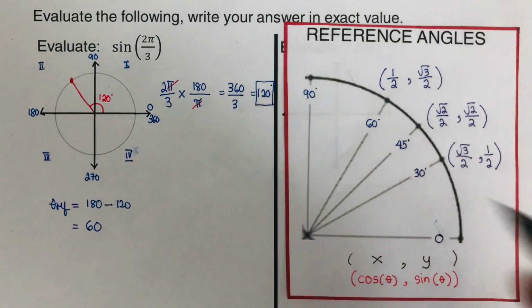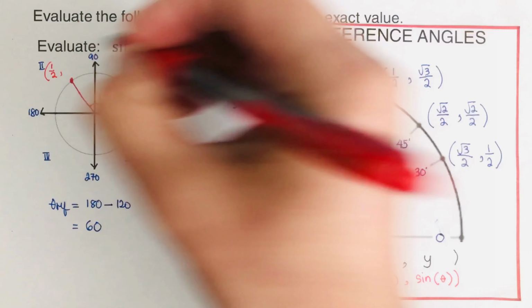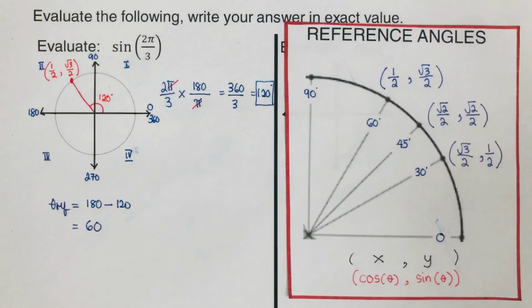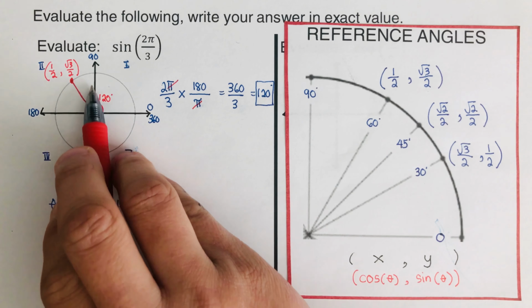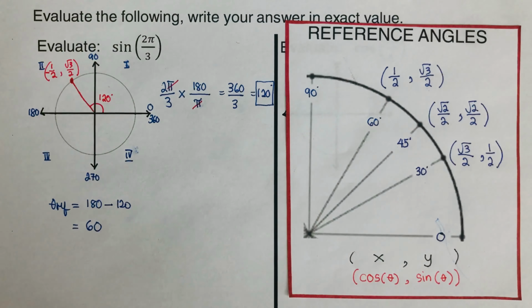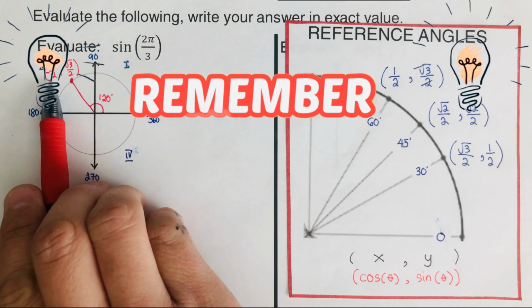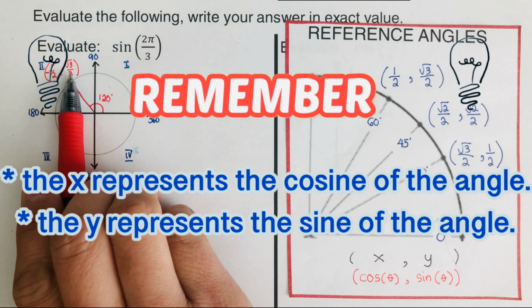So then we can go ahead and write this here as 1/2, and then that is square root of 3 over 2. And since this is on the second quadrant, the x is negative and the y is positive. So we can put a negative on the 1/2. Since we are looking for sine, we remember that the x represents the cosine of the angle and the y represents the sine of the angle.